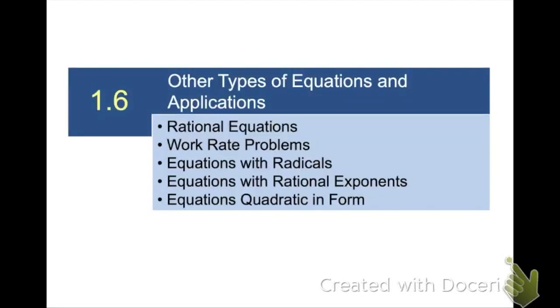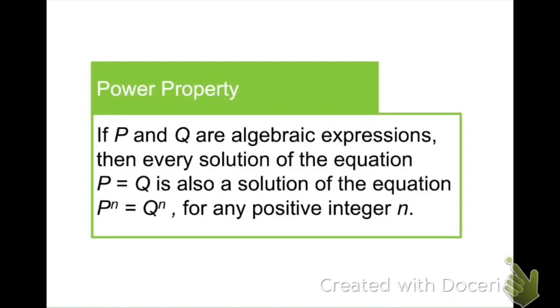In this part of 1.6, we're going to look at radical equations. We're going to need to use the power property. The power property says if we have an equation like P equals Q, then we can raise both sides to the same exponent. This will be important whenever we're trying to get rid of our radicals.